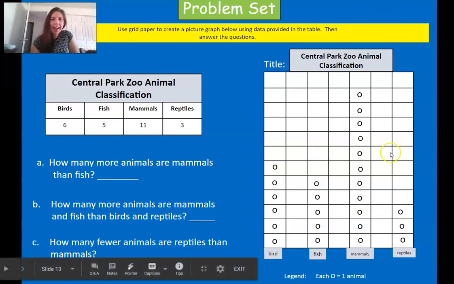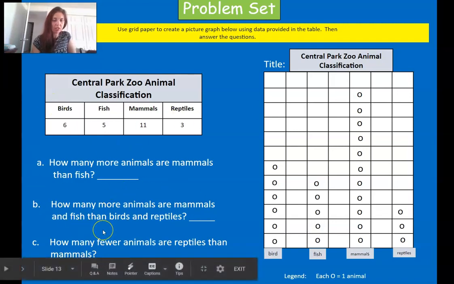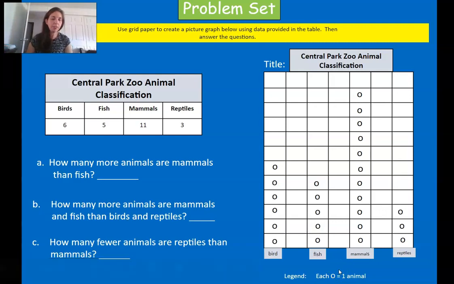Then, once you have a picture graph, now you can answer questions, okay? And on the side here are some examples of questions. We're not going to go through those because we're running out of time, but I did want to show you how to fill out a picture graph. So once you have all of your information filled out, it's really easy to answer questions and to understand the data.